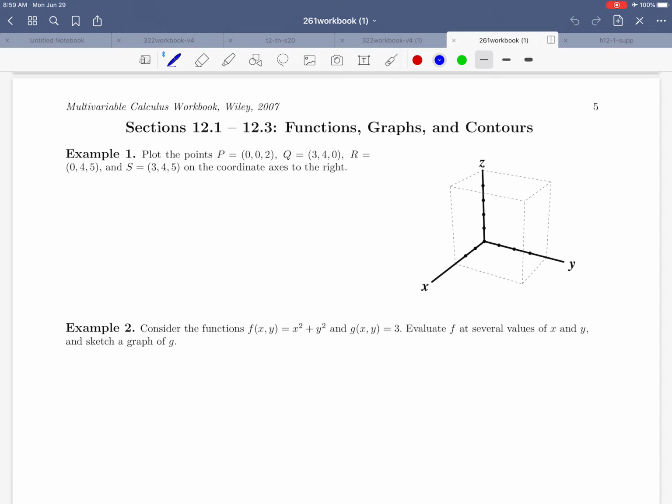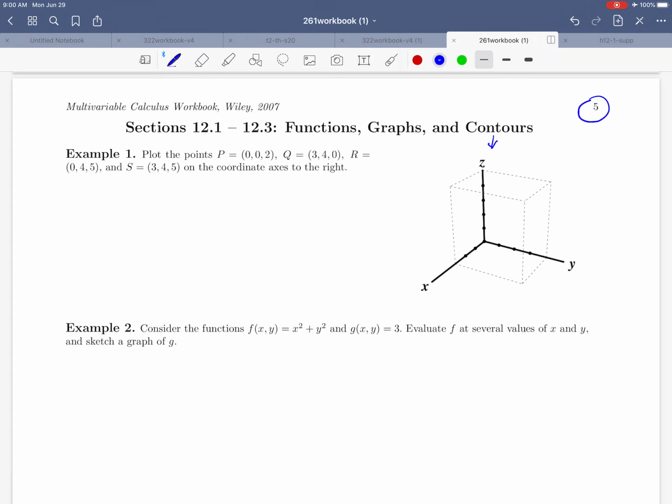All right, so we're going to work through a couple of examples on page 5 of our workbook here. Okay, let's take a look at example 1 together. They'd like us to plot a few points in 3-dimensional space. This is going to be a new concept for a lot of you. So let's look at the diagram over here to the right. Notice that there are 3 axes, an x-axis, a y-axis, and a z-axis. Now this is a 2-dimensional picture, but it's really representing a 3-dimensional situation.